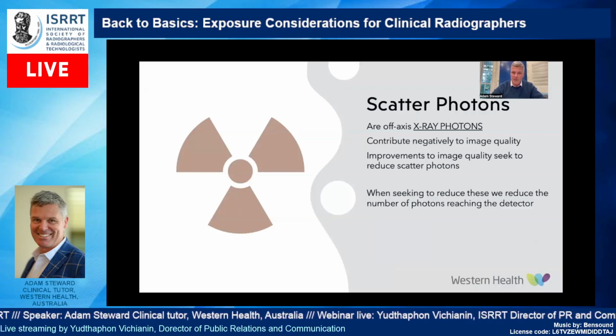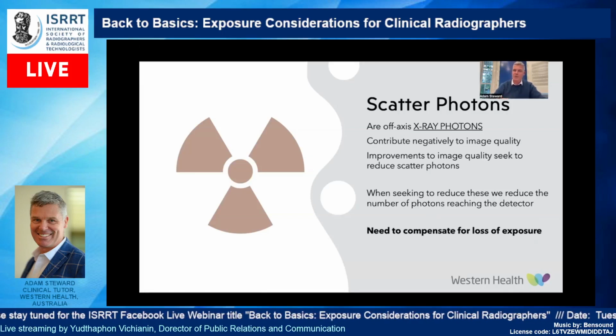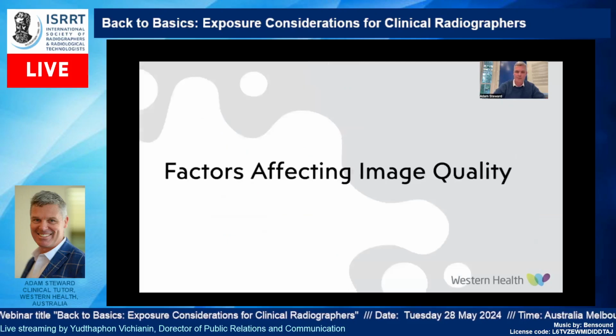The scatter photons are off-axis photons. They contribute negatively to the image quality. Any efforts to reduce the scatter photons will improve the image quality, okay? But when we're seeking to reduce these, we're also reducing the amount of photons that actually reach the detector, okay? So while we're taking photons away and improving the quality of our images vis-a-vis the contrast, we'll touch on that in a second, we also have to understand that that's also taking away from the overall exposure or the overall signal of our image, and therefore we may need to compensate for that.